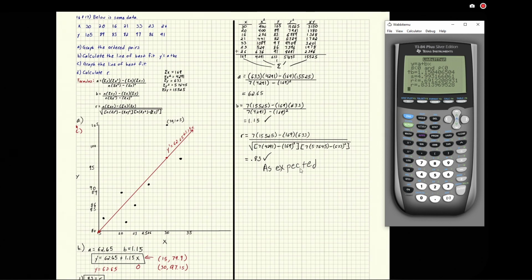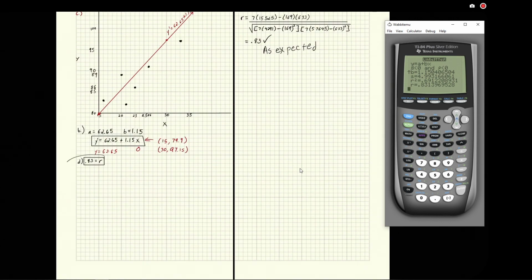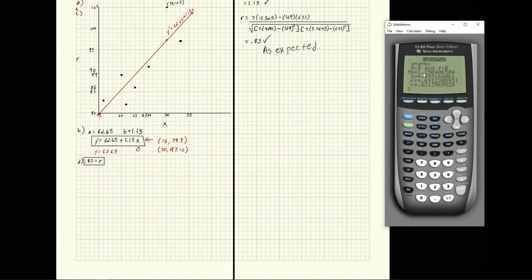If we look down here at my part D, I wrote it out right here. R is 0.83. This is pretty close to 1. It's not super close, so it's addressed as a medium linear relationship. It's not super strong, but it's not weak either. Now looking at A and B, for B we have 1.15, and for A we have 62.65.